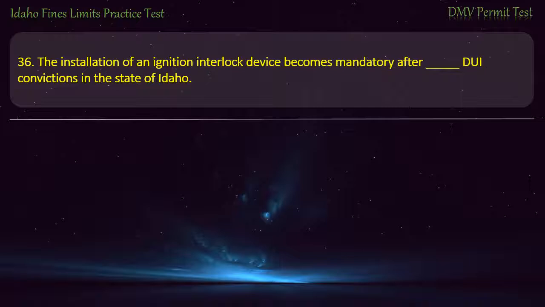Question 36. The installation of an ignition interlock device becomes mandatory after DUI convictions in the state of Idaho. 5, 3, 4, 2. Answer: 2.